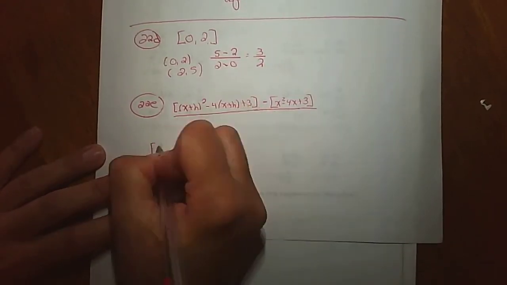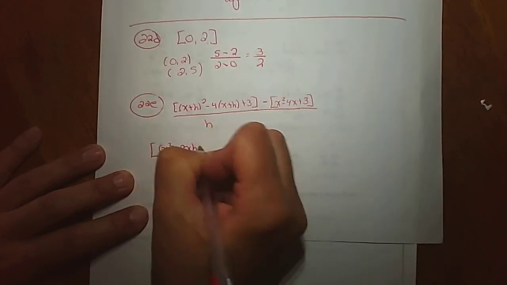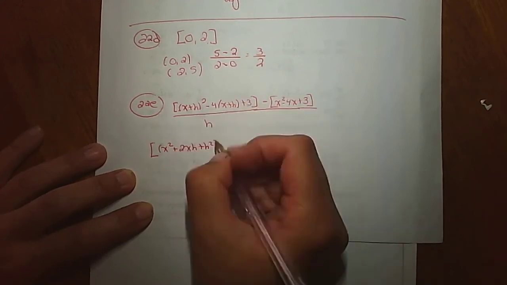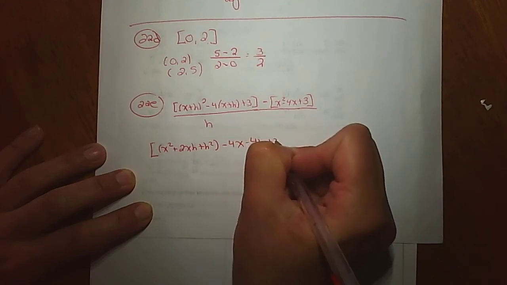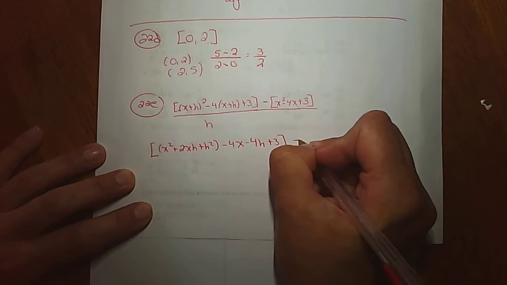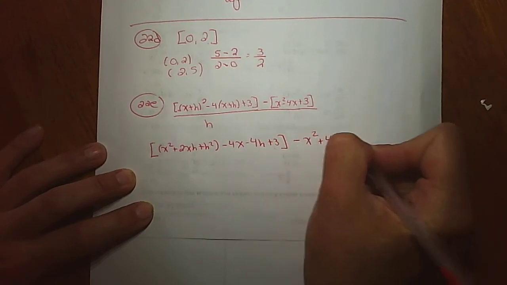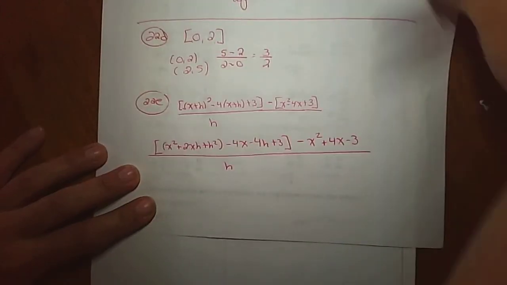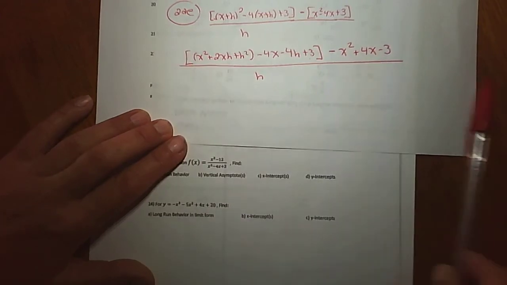So if I distribute this, that becomes x squared plus 2xh plus h squared, right? Then I'm going to distribute this 4, minus 4x minus 4h plus 3. So all of this is this guy. Then I'm going to do minus x squared plus 4x minus 3 all over h. Okay. Now, let's start cleaning this up, right?